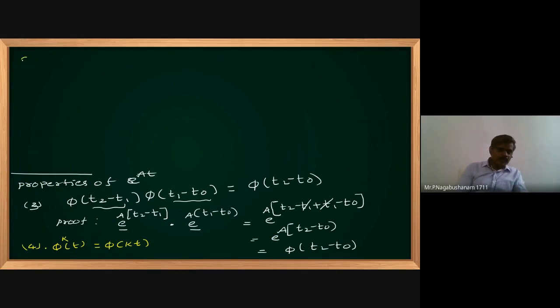Next one, let me take the state transition matrix as it is. Phi of t is equal to e power at. If you take the derivative on both sides, phi dash of t is equal to, what is the derivative of e power at? It is A into e power at. Now I'm going to replace t equal to 0 on both sides. Then phi dash of 0 is equal to A into I, which is A only.